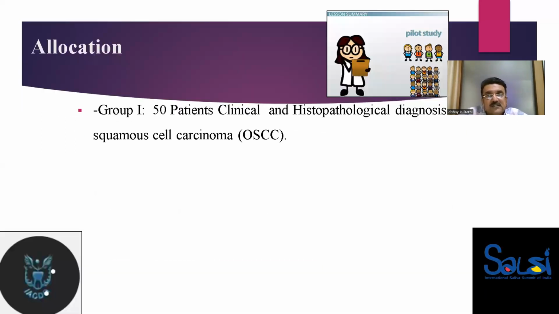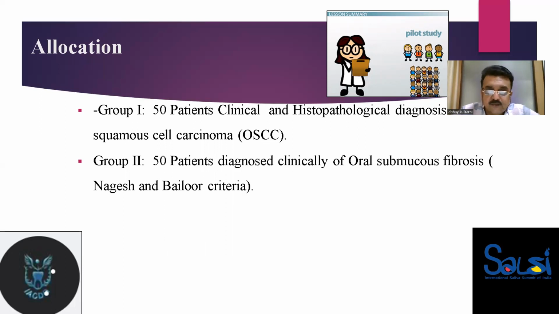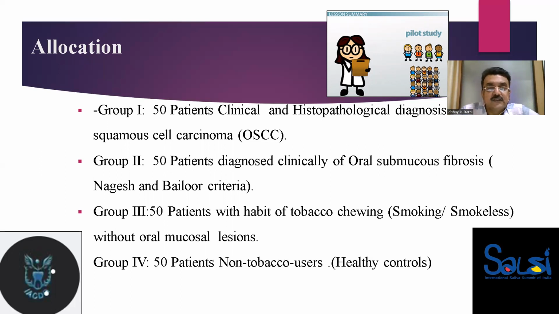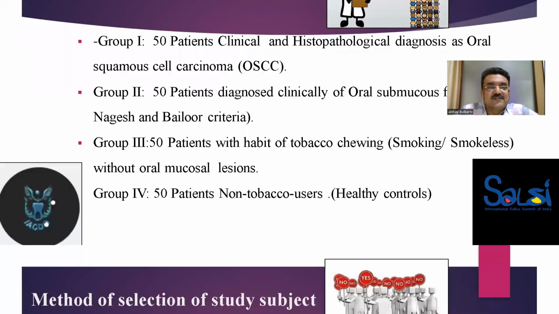So our allocation in the group of the study, which we have done, was 50 patients of clinical histopathological diagnosis of oral squamous cell carcinoma, 50 patients diagnosed clinically as oral submucous fibrosis by Nagesh and Bailur criteria, 50 patients with a habit of tobacco chewing, smoking, or smokeless without any oral mucosal lesion, and 50 patients non-tobacco users that will be counted as healthy controls.